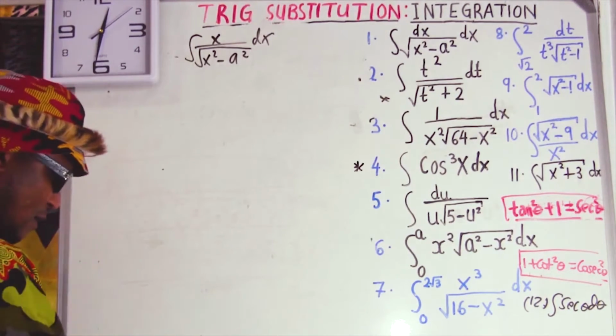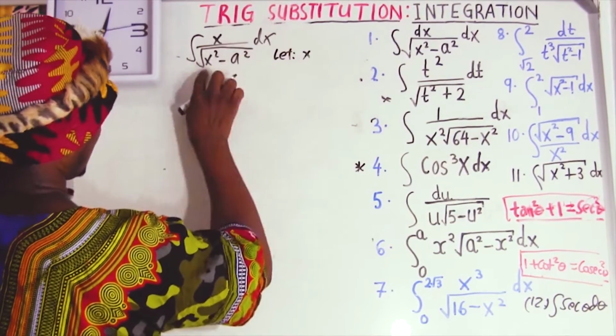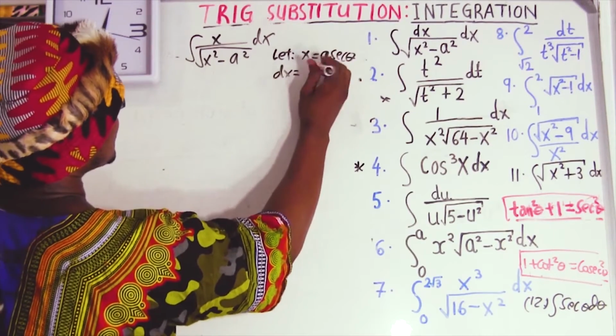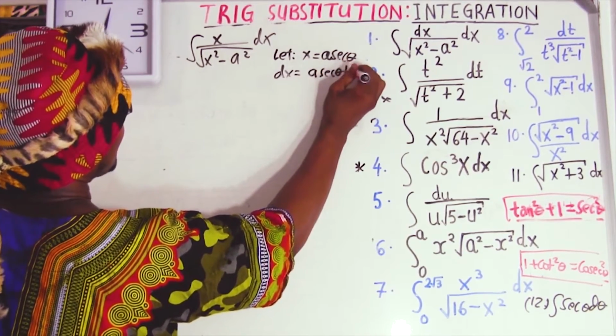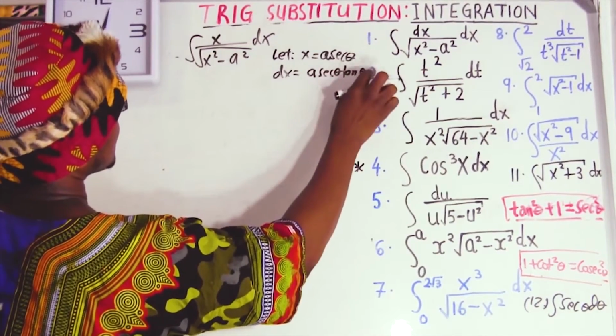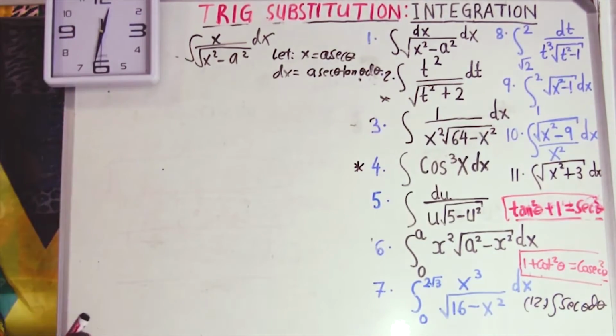So I'll say let x equal to a sec theta. Differentiate: dx equal to a sec theta tan theta d theta. Okay, let me do this, d theta. Yeah, this is question number 2, sorry. Okay, so let's replace everything.